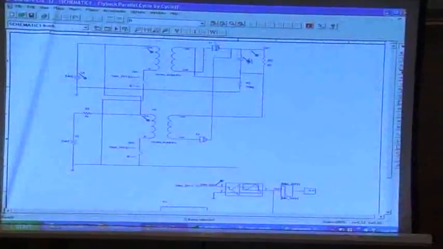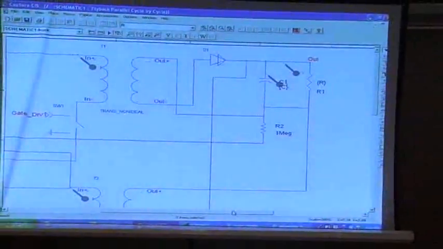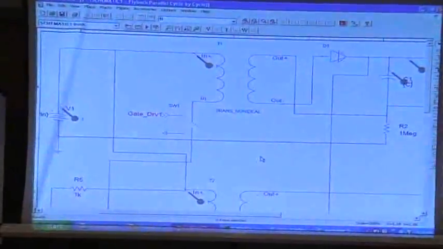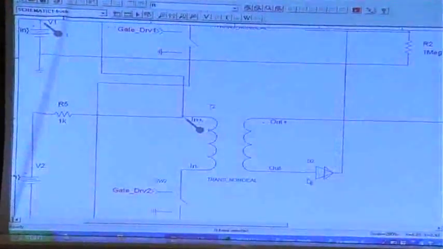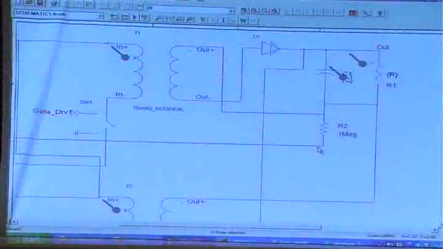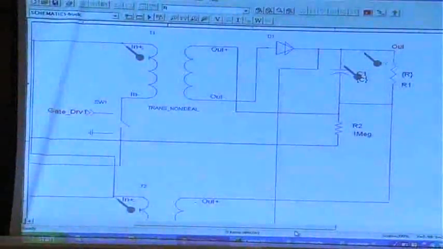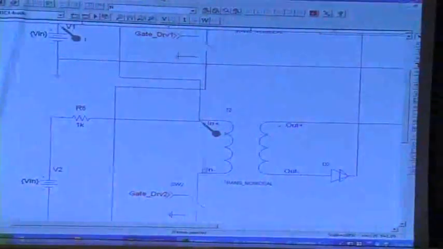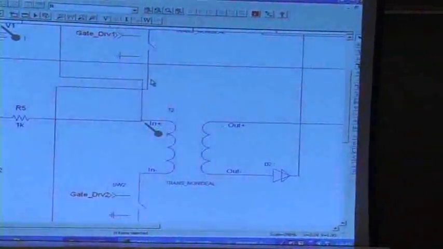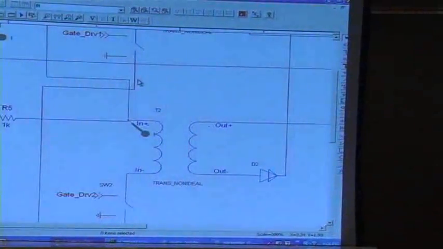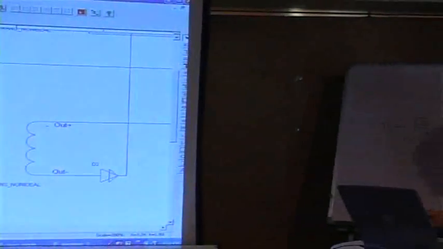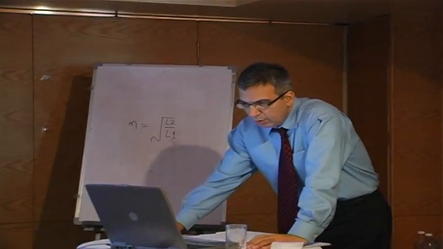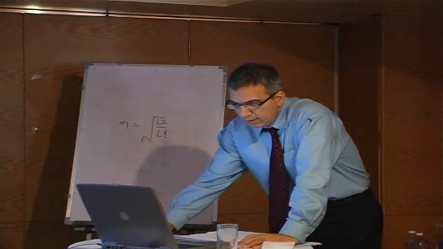So here, the outputs are paralleled. These two diodes are actually feeding the same load, C and R, and consequently these switches are 180 degrees out of phase. Now here, because the duty cycle is less than 0.5, we are able to do that. So these are out of phase, and we can go ahead and simulate it.